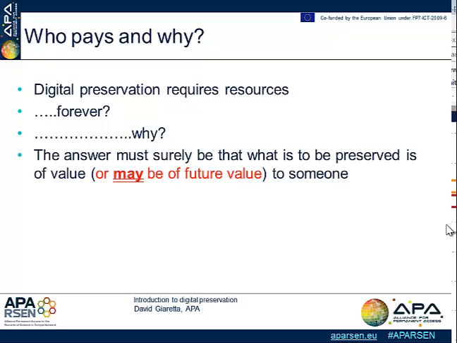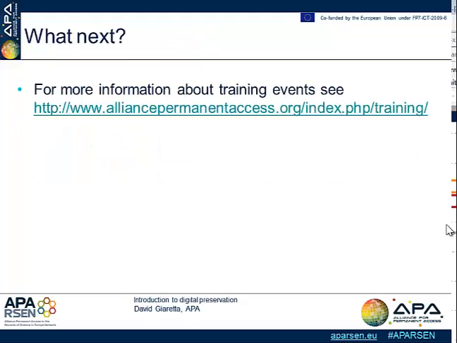So we illustrate the answers to this in terms of the value, either actual immediate value or potential value, and how that is used to judge whether and for how long something should be preserved. So all of these things will be covered in the training course.